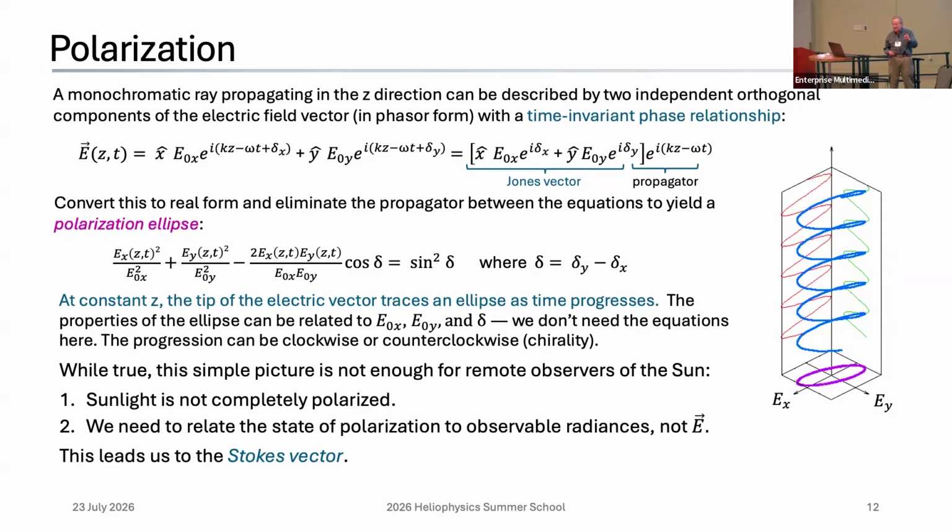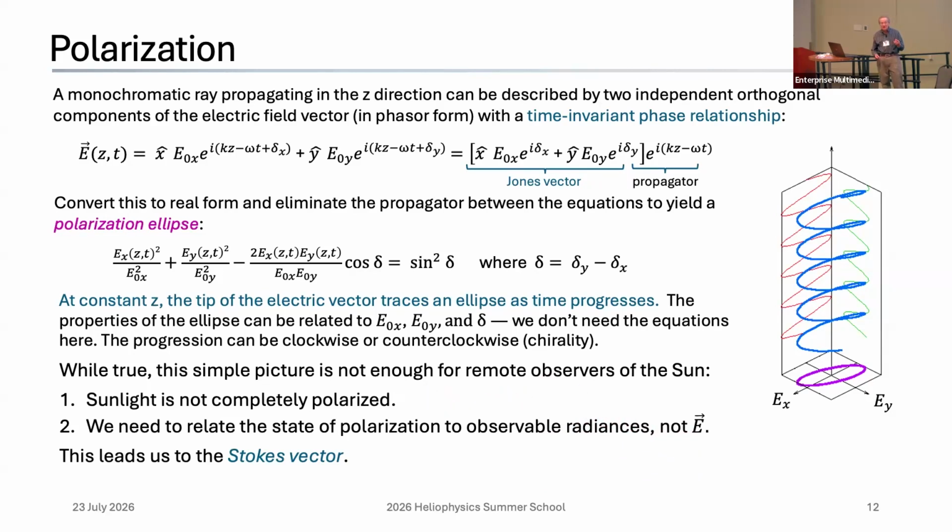But it's not enough for what we want to do. We're going to be data-driven, and this isn't in situ that we're talking about, so you can't measure EX or EY, not anywhere. We've got to have some way to use it. So we need to relate it to radiances, the strength of the light, not an electric field you can't measure.